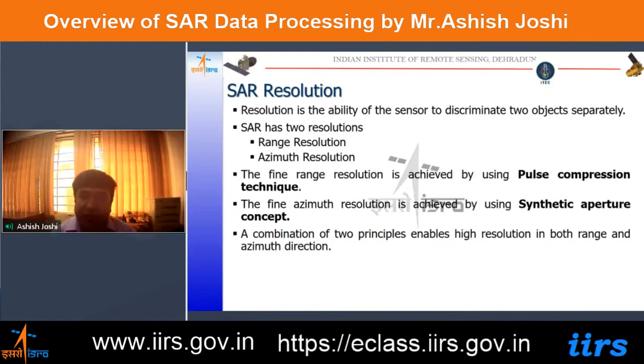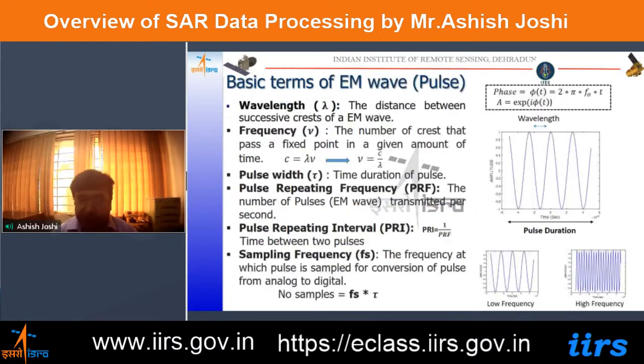Means SAR has two resolutions, range and azimuth, and to get high resolution images from the radar sensor, we have to use two principles. One is called the pulse compression technique, and the second is called the synthetic aperture concept.